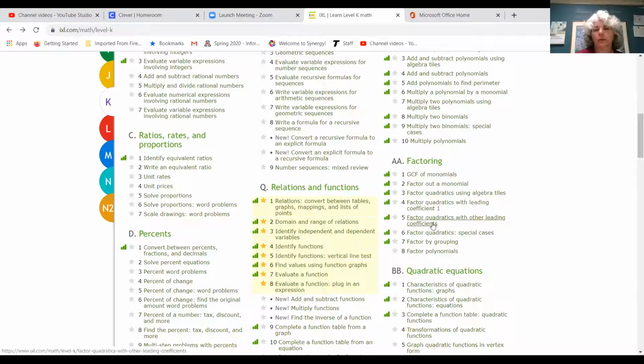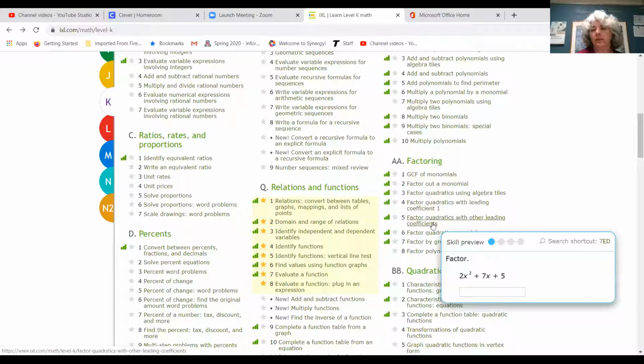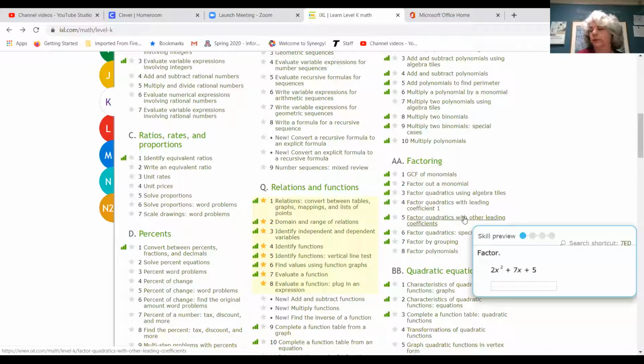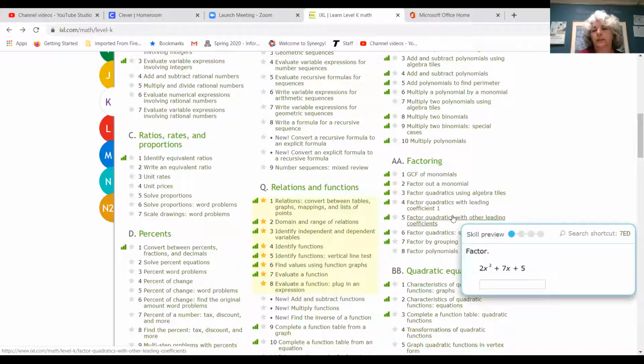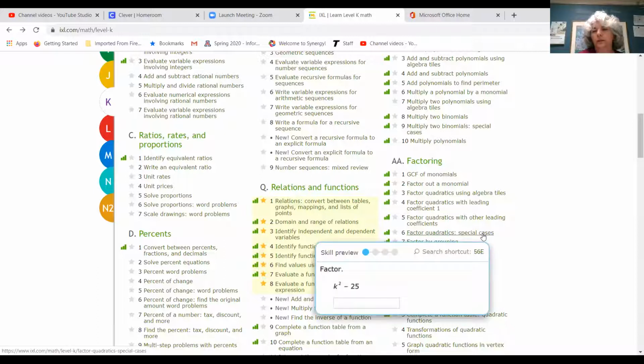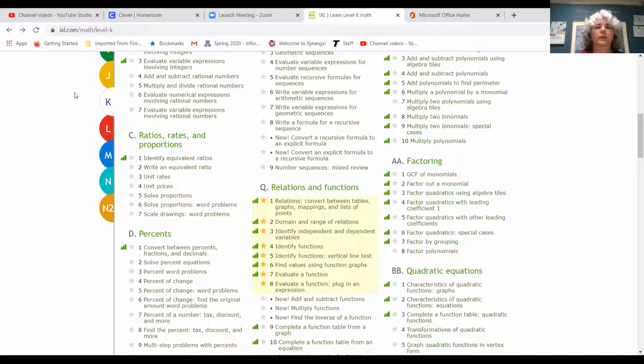I'm going to pick something from the other section. This one has a leading coefficient. It's 2x squared plus 7x plus 5. Let's see if we can get another one. Okay, so this one was 6u squared minus 11u plus 4. And then let's take an example of the special cases. This was k squared minus 25, or 25v squared minus 49. Okay, so I've written those 6 examples down.